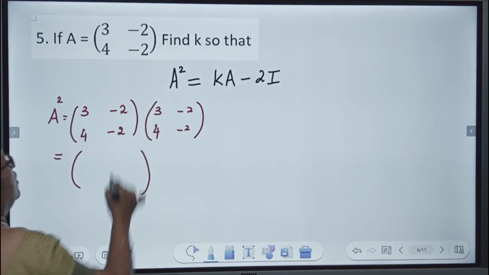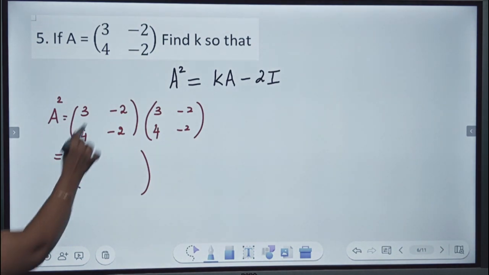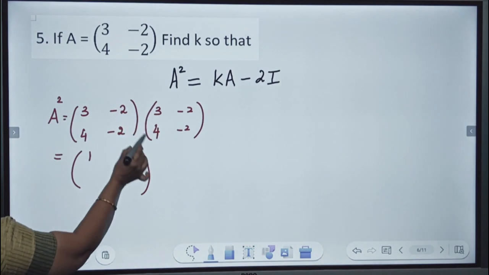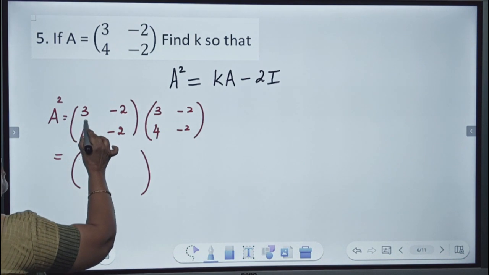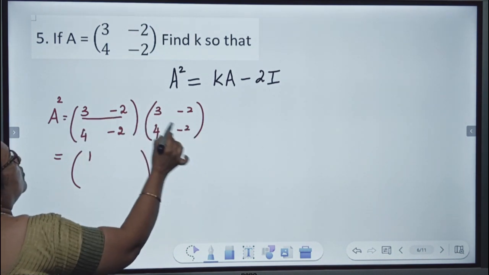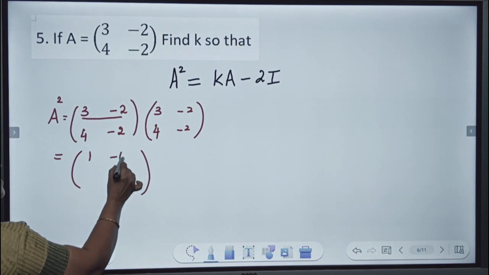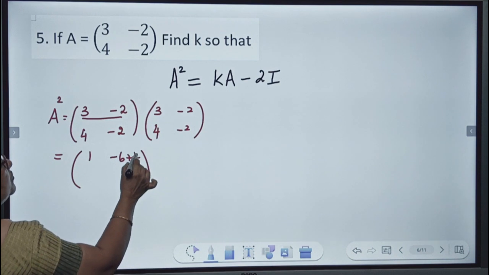First row, first column, 3 into 3, 9. 9 minus 8, 1. I am doing it directly now. Now first row, second column. So 3 into minus 2 will be minus 6. Minus 2 into minus 2 is plus 4.